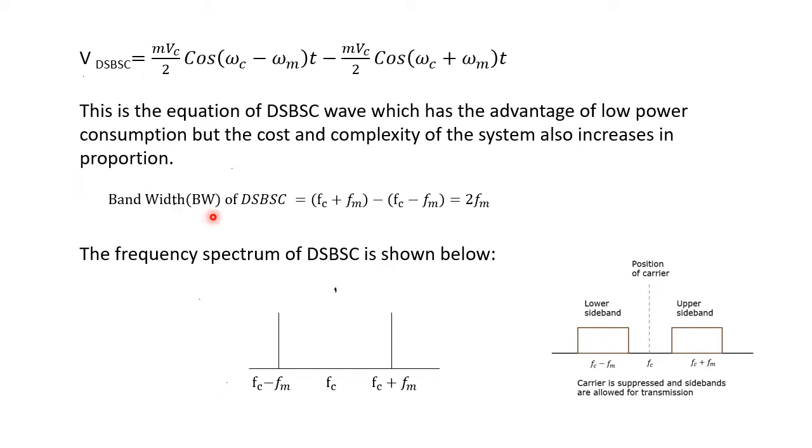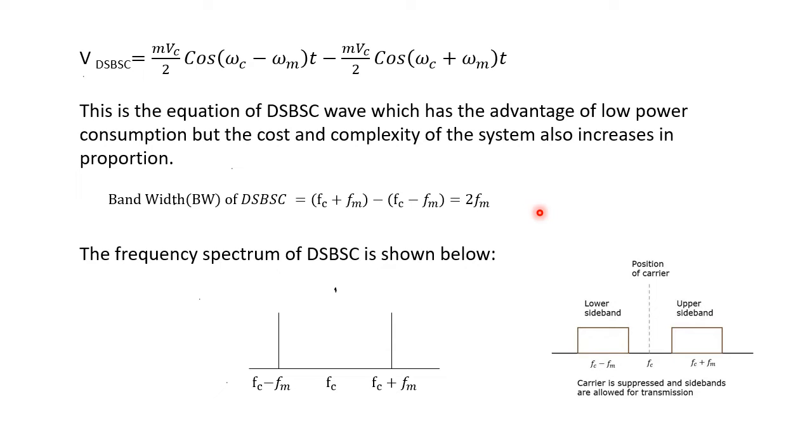Now the bandwidth of DSBSC is the total range of frequencies required for the transmission of the DSBSC. It will be the difference of the upper sideband frequency and the lower sideband frequency, that is (fc + fm) − (fc − fm), which is 2 fm.